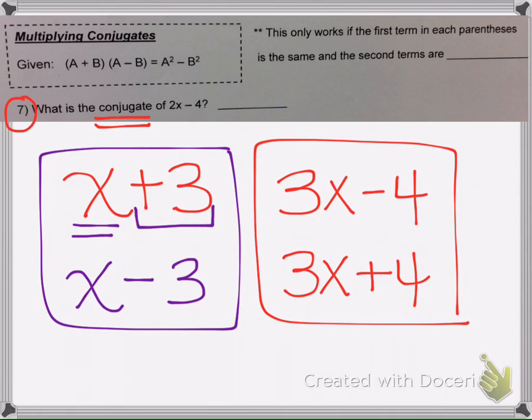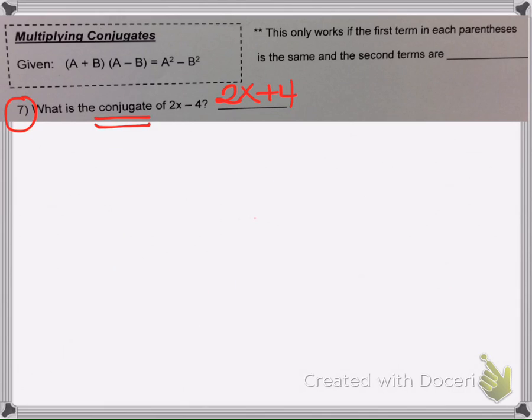So go ahead and take a look at number 7, and it asks, what is the conjugate of 2x minus 4? So 2x plus 4. There is something special that happens when you're multiplying conjugates like these two here. And it only works, again, if the first term in each parenthesis is the same, and then the last two are opposites, or vice versa.